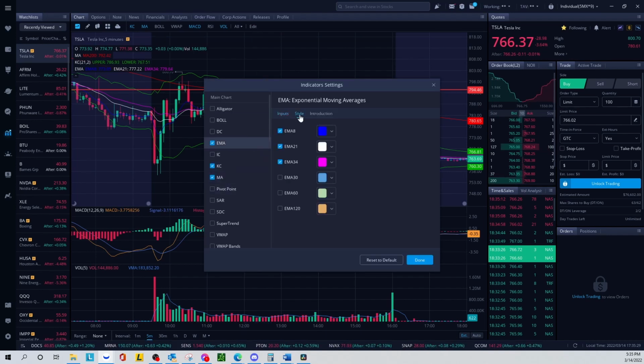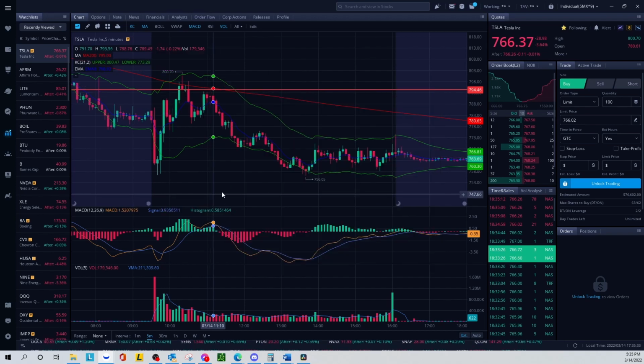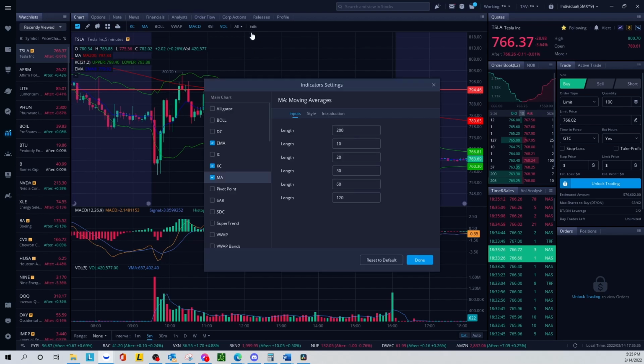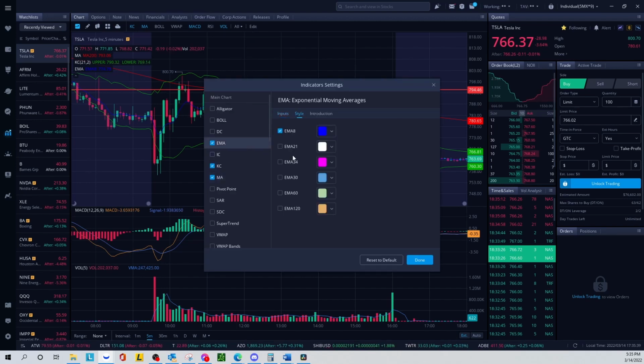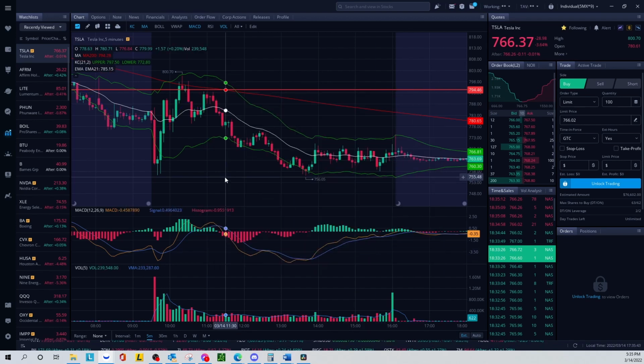This one still has the moving averages that I'm trying not to use anymore. So I got rid of the wrong one. Get rid of the 8 and the 34. So now it looks like the setup I had for SPY.